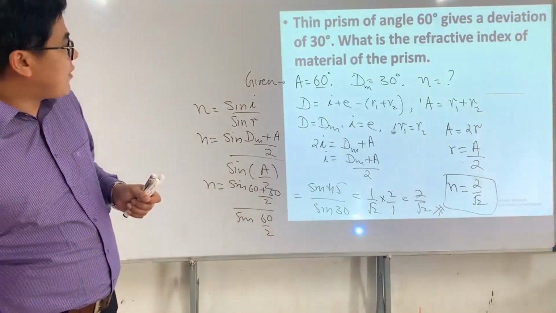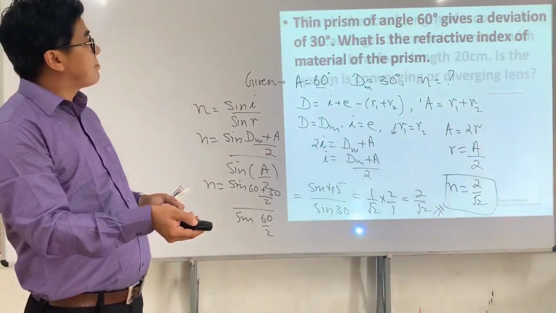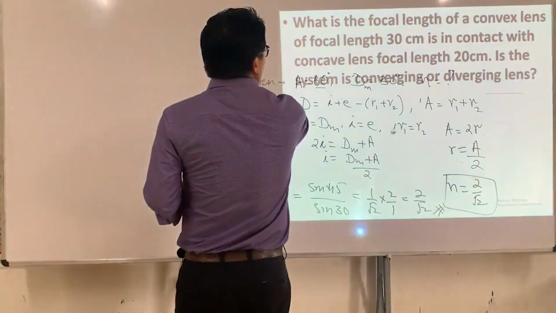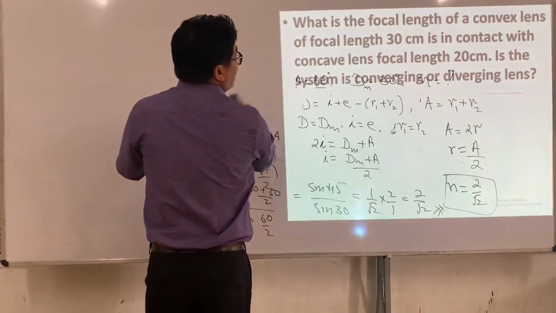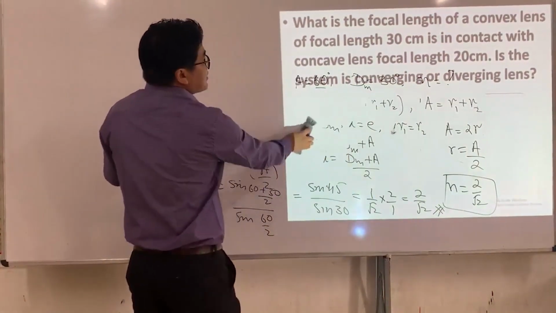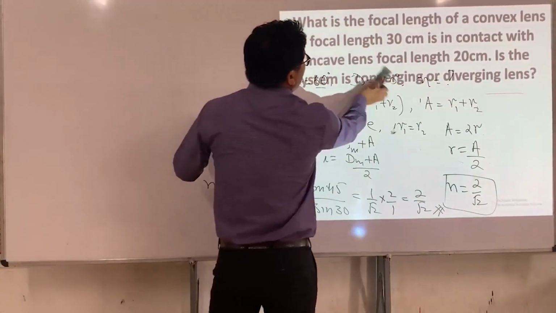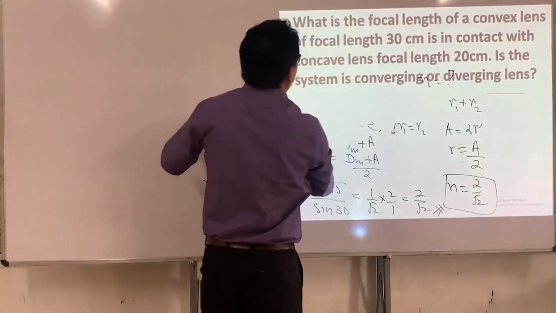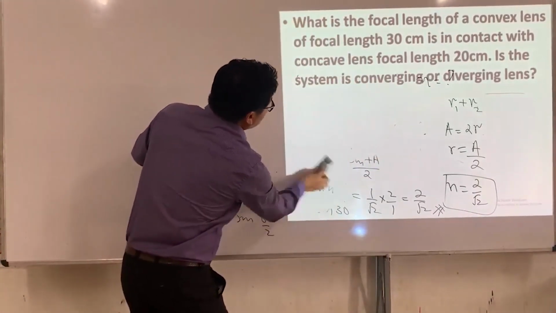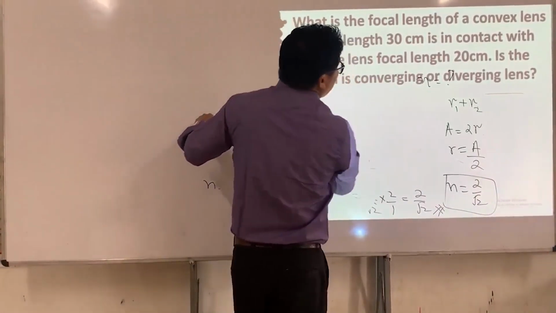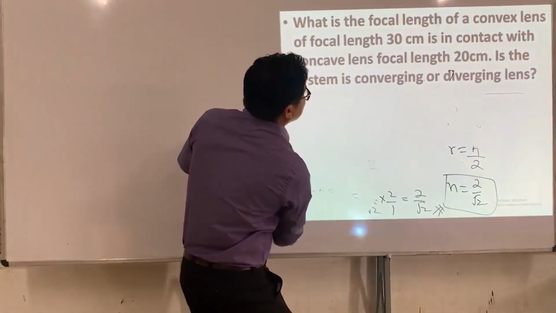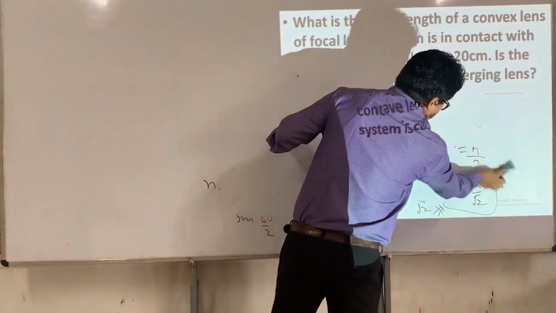Okay, now we will move to the next problem. What is the focal length of a convex lens of focal length 30 centimeter in contact with a concave lens of focal length 20 centimeter? Is the system converging or diverging?